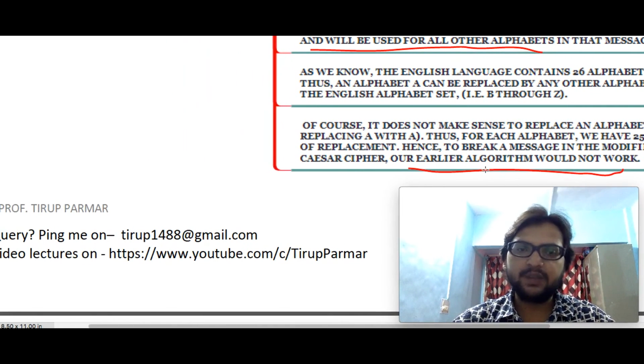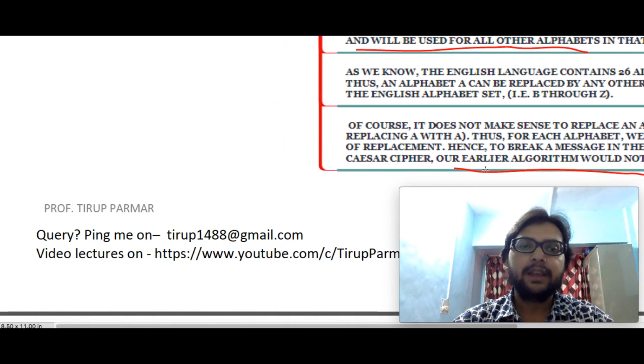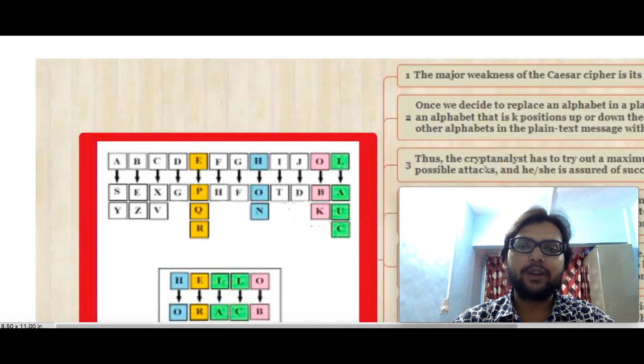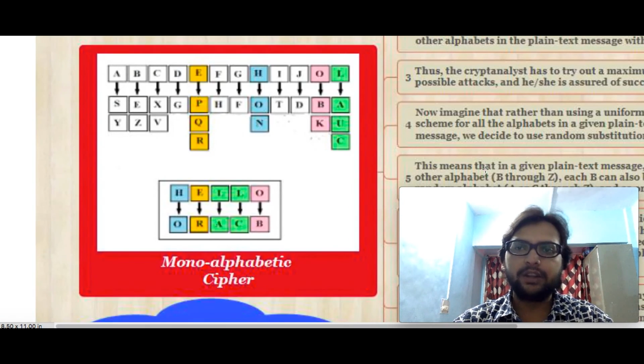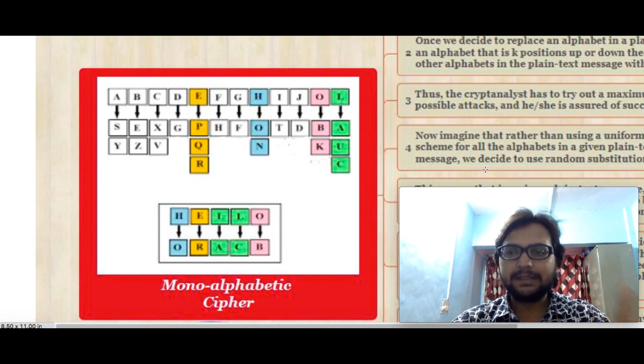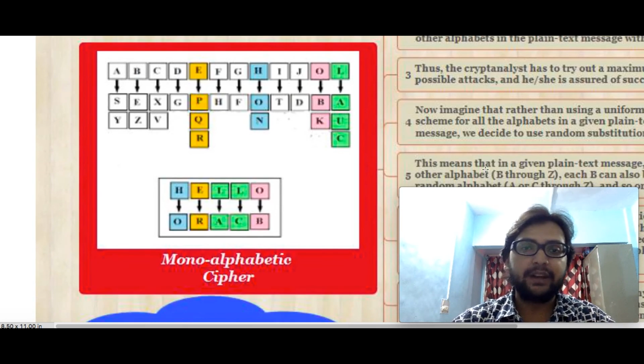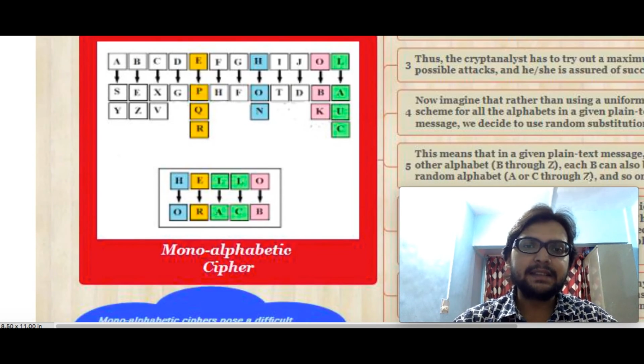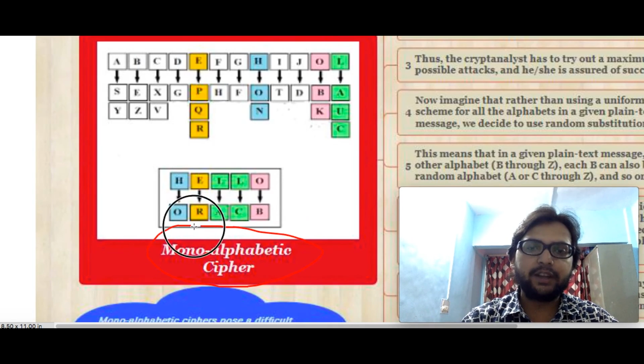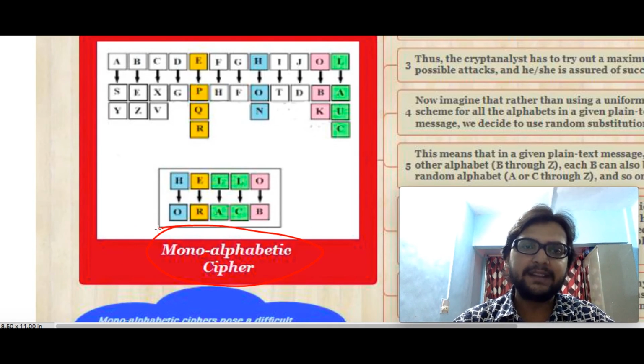So as we know, this is also not a very secure algorithm. For that reason, we are going to start with another algorithm. One is Caesar Cipher, second is modified Caesar Cipher. Now, an advanced level of these two algorithms is the Monoalphabetic Cipher. As you can see, this is a bit different from the previous two algorithms. What is the difference here in the Monoalphabetic Cipher?